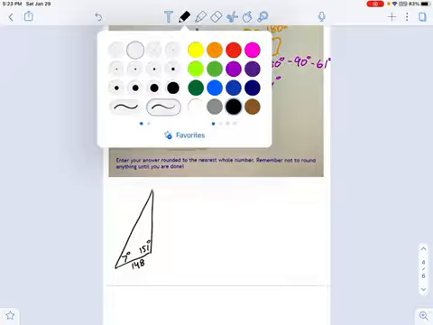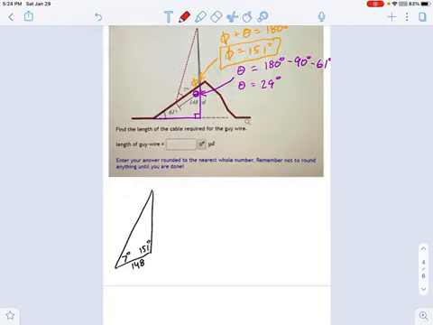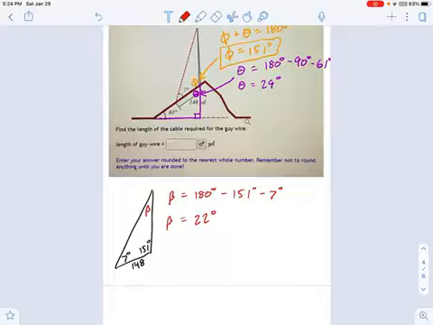Let's label this third one right here. I'm going to label this beta. Okay, so beta equals 180 degrees minus 151 degrees minus 7 degrees. That means beta equals 180 minus 151 minus 7. Okay, so we get 22 degrees. Super. Now, what did we actually want in this problem? We wanted the length of that wire. Okay, let's call that, I don't know, x, I guess.